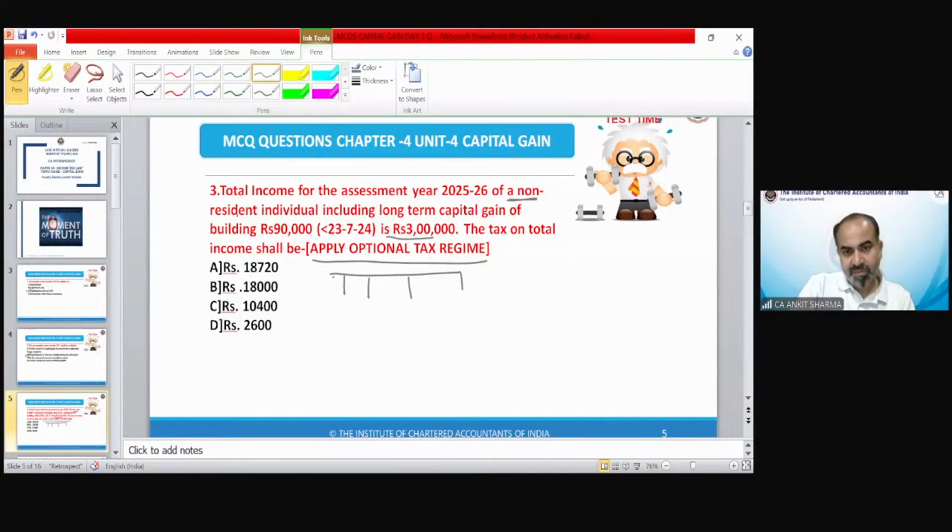Make this 5 part of the income. Is there casual income in the question? No. And the question relates to non-resident. That is before 23rd of July 2024. You have a long-term capital gain on building. That means 112A not applicable, 111A not applicable. You are having 90,000 building value and 3 lakh rupees, this value. Now the total income after including is this. Because 3 lakh includes 90,000, the balance income is 2 lakh 10,000.